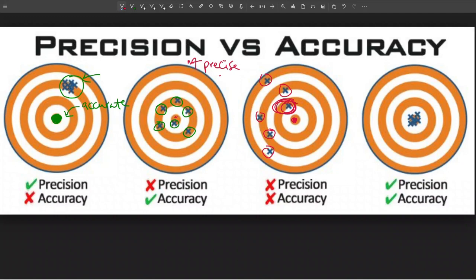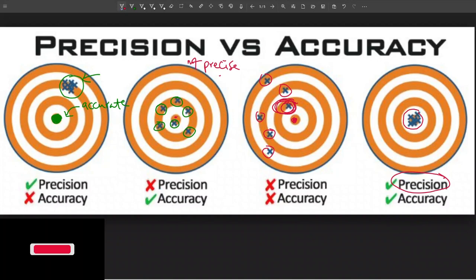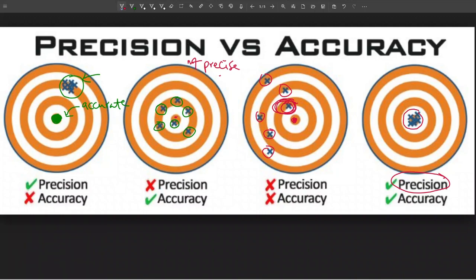Look at the last one here. Obviously, you can see the points are very close to each other. That means they are precise. There is a precision here. But what about the accuracy? Obviously, they are also accurate because they all fall at the center point. Don't forget that my point of accuracy is the center point. So they all fall at that point. That means that this here is both precise and accurate.